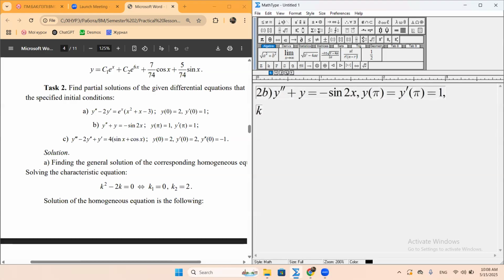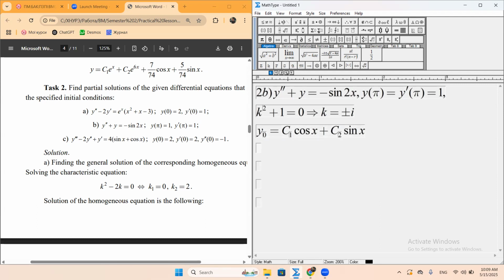So writing down the characteristic equation, k squared plus 1 equals 0. It means that we have a complex solution, purely imaginary, plus minus i. So the solution of the homogeneous equation will be equal to C1 cosine of x plus C2 sine of x.